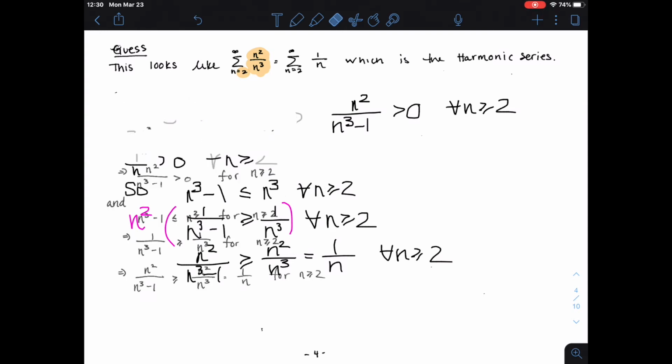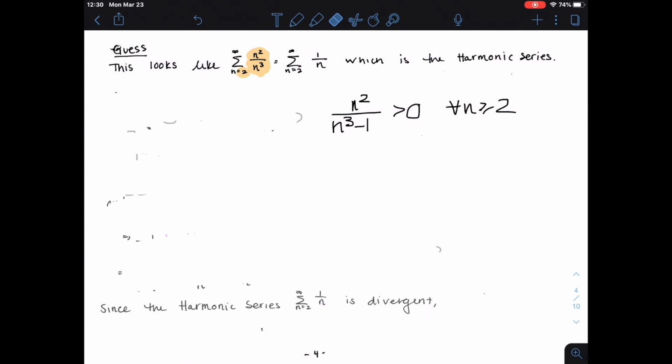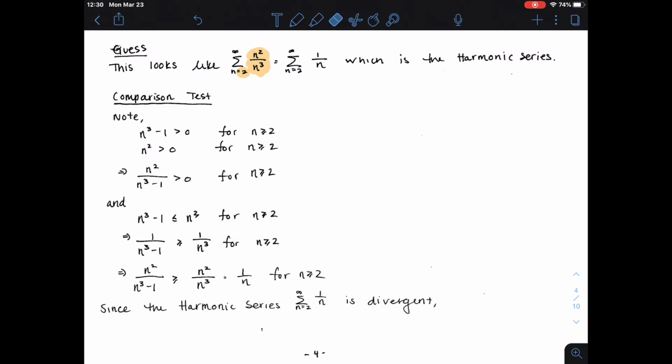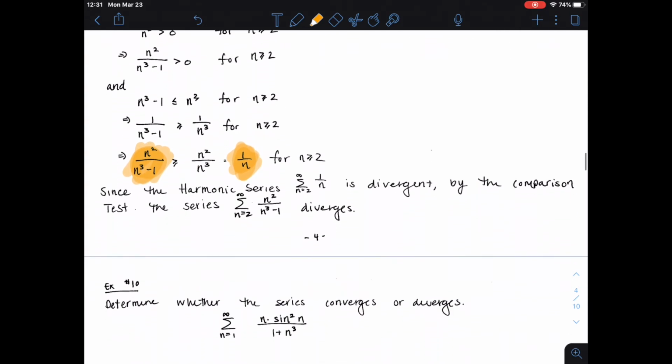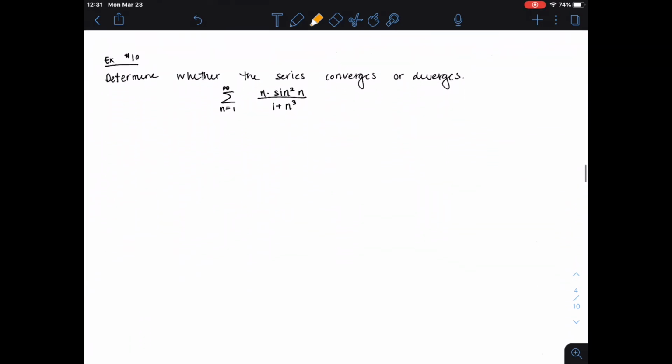I'm going to clean this up, give you a little bit nicer of a visual for it. But since the harmonic series is divergent, by the comparison test, our series has to be divergent as well, because our terms are bigger than the terms of the harmonic series. So when this sums up to something infinite, this has to sum up to something infinite. Well, this is infinite, so this can't be. Same thing happens for both of them. Right? So let's do one more example.